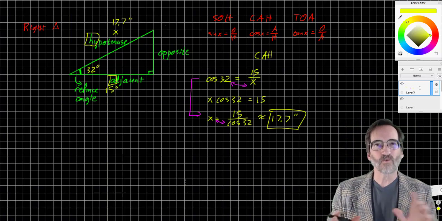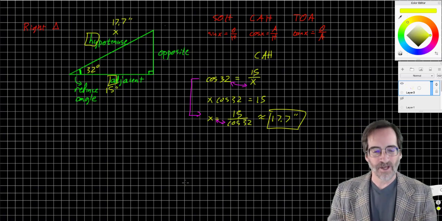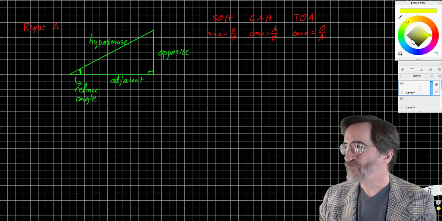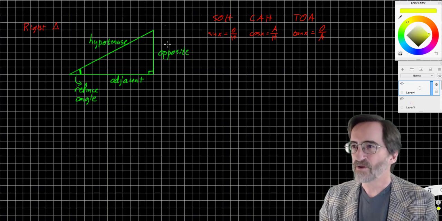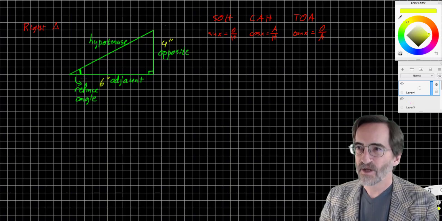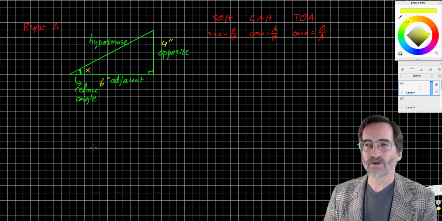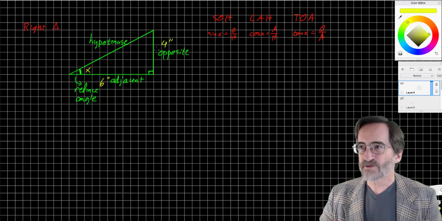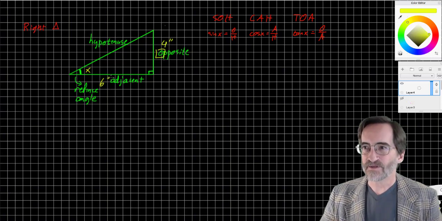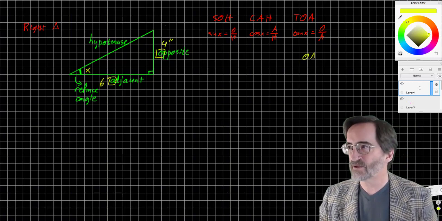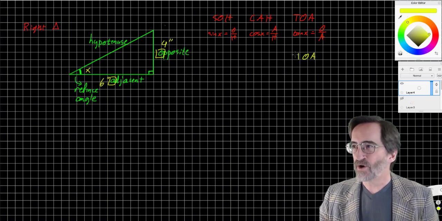All right, I want to show you one more, and this is one where we have to find an angle. So let's get a new layer here. This time I happen to know the opposite side is 4 inches, and the adjacent side is 6 inches. And the question I'm asking is, what is the angle? First I note that 4 inches is on the opposite side of the angle, and 6 inches is on the adjacent side of the angle. So which trig function has opposite and adjacent? Oh, that's TOA, right?